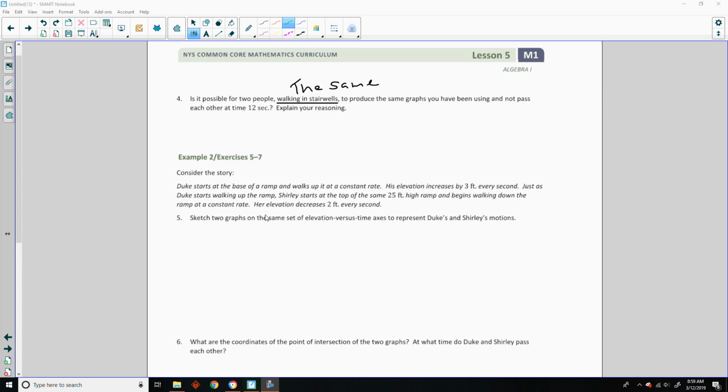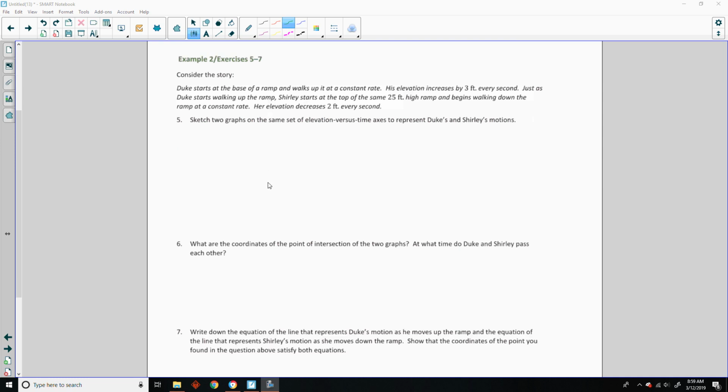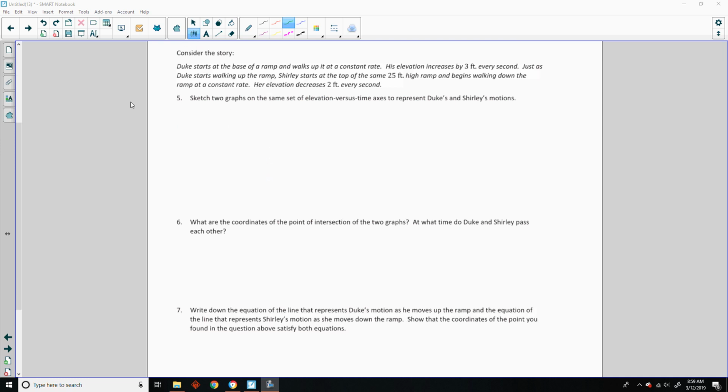Okay, I made a mistake and I scrolled too far and I skipped all of this, so we're on a new problem. It says, consider the story. Duke starts at the base of a ramp and walks up it at a constant rate. His elevation increases by 3 feet every second. So he started at the base, so he's at 0, 0.